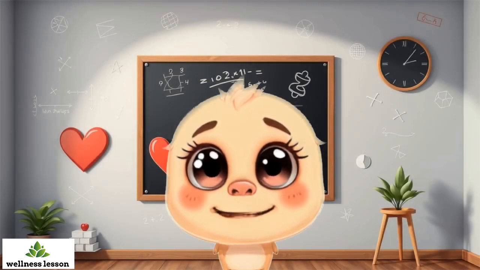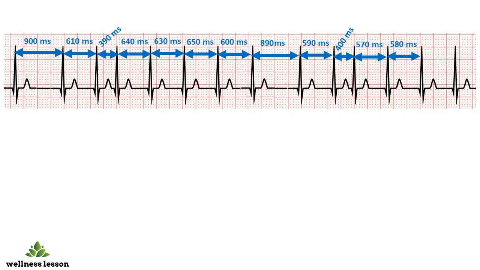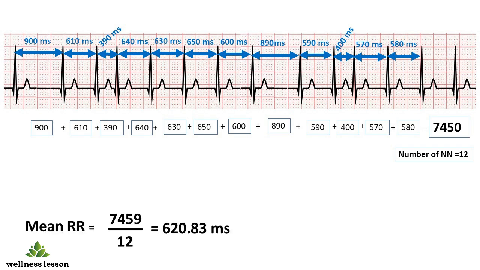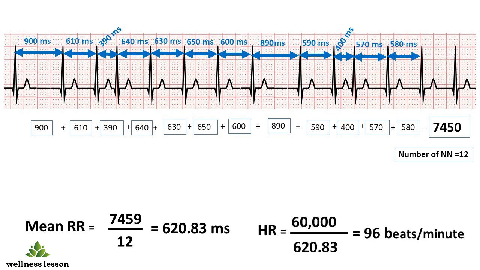Let's apply this to our example. Suppose we have a list of NN intervals, like this. We first sum all the NN intervals, then divide by the number of intervals to get the mean RR. From this value, we can also calculate the average heart rate, beats per second or per minute, for that interval.